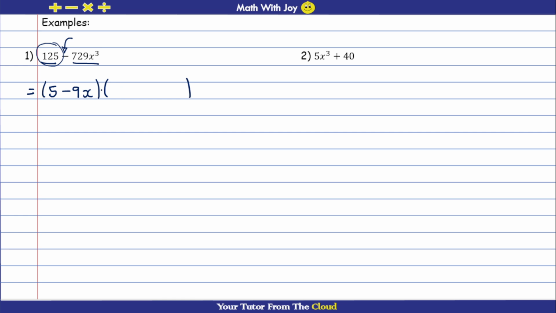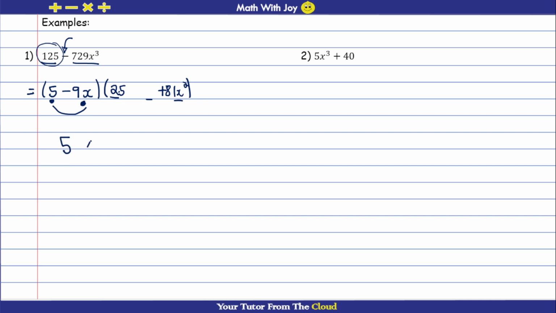In your second bracket, you're going to have 3 terms. You get the first term by taking the first term here and multiplying it by itself. So what is 5 times 5? It gives you 25. Then you take this term and multiply it by itself, which gives you positive 81x squared.